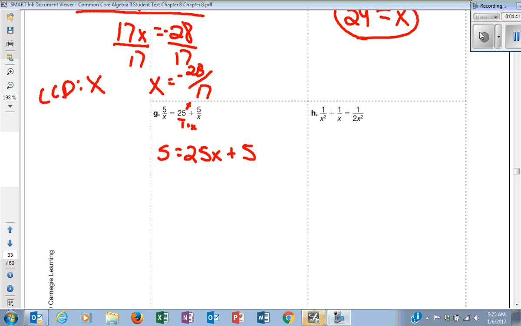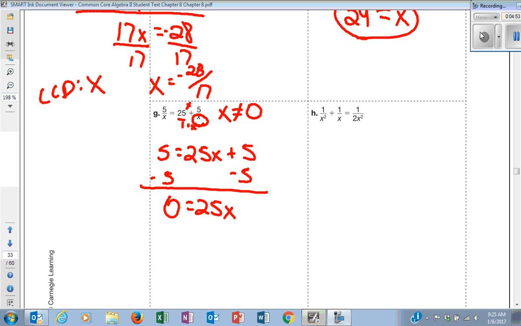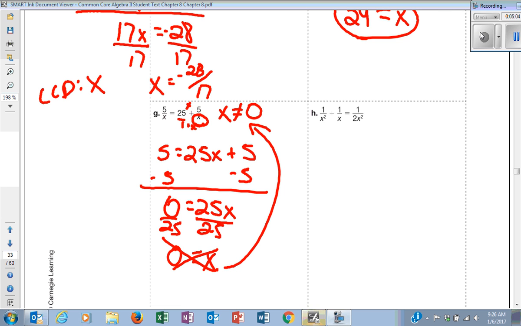So when I minus 5, I get 0 equals 25x. But I need to be careful because right here there's a restriction that says x is not allowed to equal 0. But when I divide by 25, my only solution that I come up with is x equals 0, which is part of my restriction. So I say nope, that doesn't work. So this answer is actually, there is no solution to this problem.